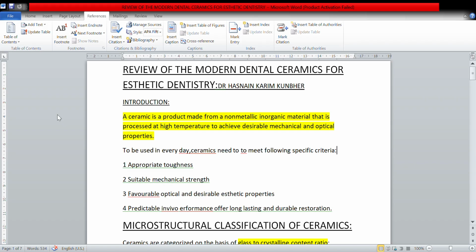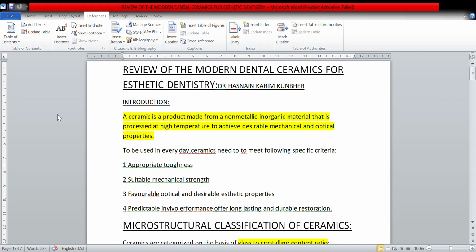This was followed by the introduction of all ceramic restorations. And today, ceramics are available in different forms in the market. So how will you define dental ceramics? A ceramic is a product made from non-metallic inorganic material that is processed at high temperature to achieve desirable mechanical and optical properties. To be used in everyday practice, ceramics need to meet the following specific criteria. When you are using dental ceramics, certain specific criteria must be kept in mind.